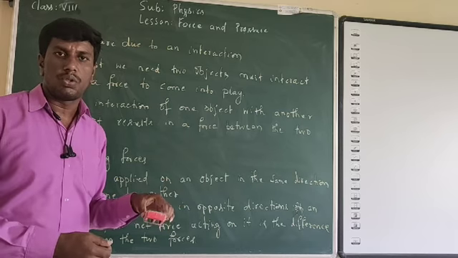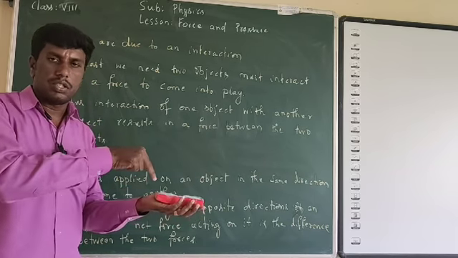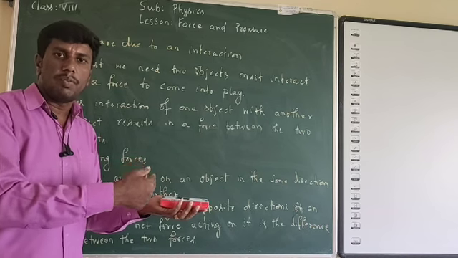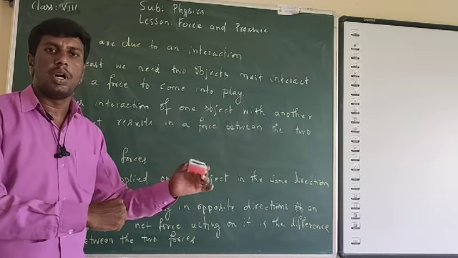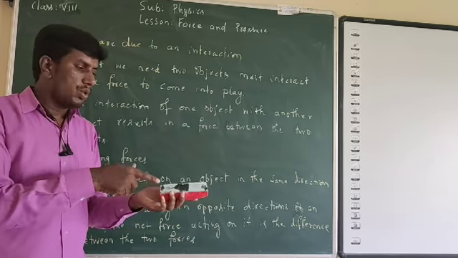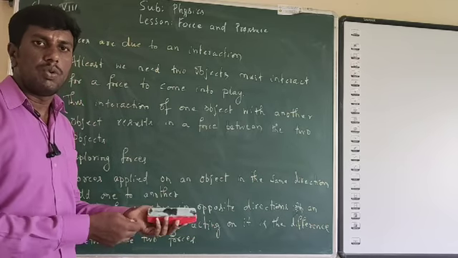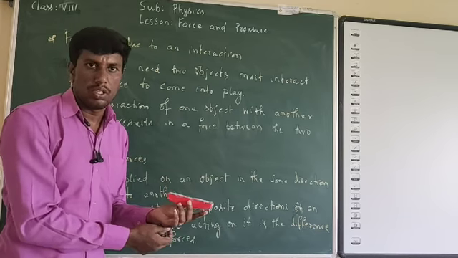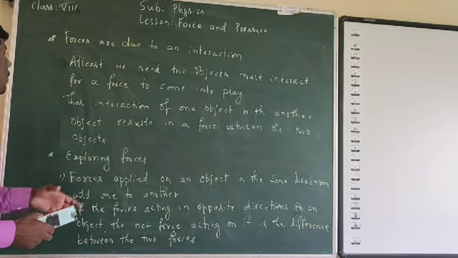Now, if I apply force on this duster, that means the two objects are me and the duster. So there are two objects, right? These two objects interact, and then only can we see the effect of force. The effect of force is that the duster is moving. It is changing its state of motion, right? From rest to moving, right?